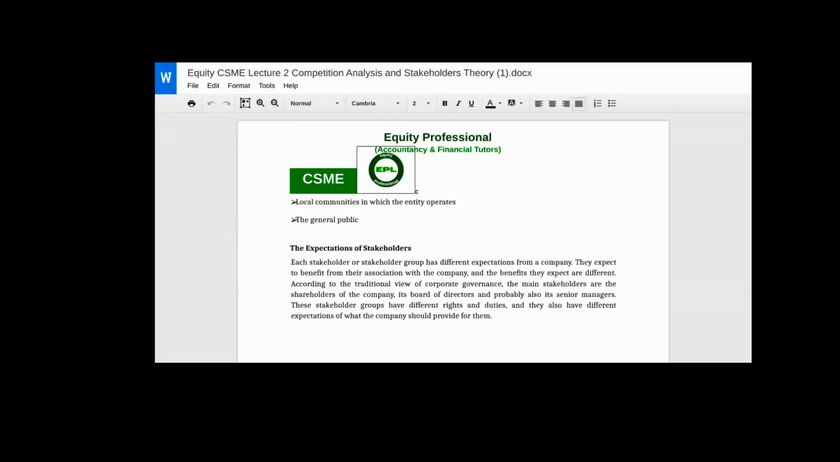Later on, as our lecture proceeds this afternoon, you are going to see the classification of stakeholders. All these general stakeholders that we listed now, we can categorize them under different types of stakeholders. So what are the expectations of stakeholders? The expectations of stakeholders vary. They are not the same.